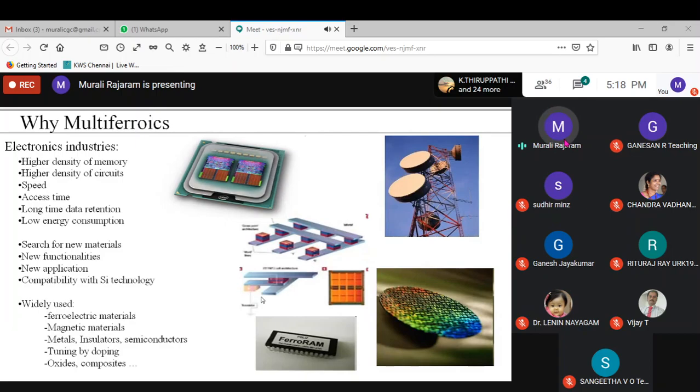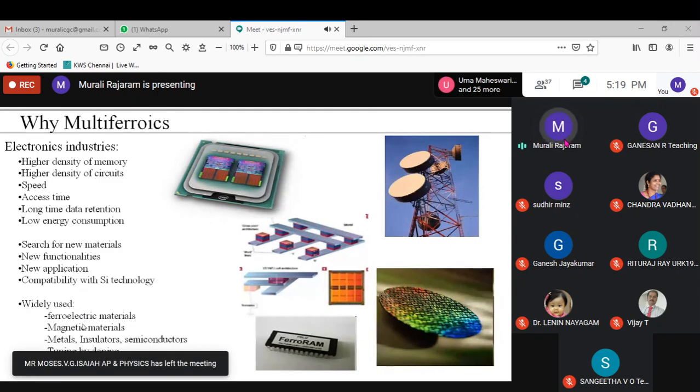For these applications, we need to look for new materials with new functionalities, which should be compatible with silicon technology, because the semiconductor technology is based on silicon. So whatever we are working on in other types of materials like oxides, fluorides, and others should be compatible with silicon technology, so that we can improve the electronic industry. At present, the widely used materials are ferroelectric materials, magnetic materials, metals, insulators, and semiconductors, and we are tuning these properties by doping with other materials. Multiferroics are a new class of materials by which you can combine these two classes of material, ferroelectric materials and ferromagnetic materials.